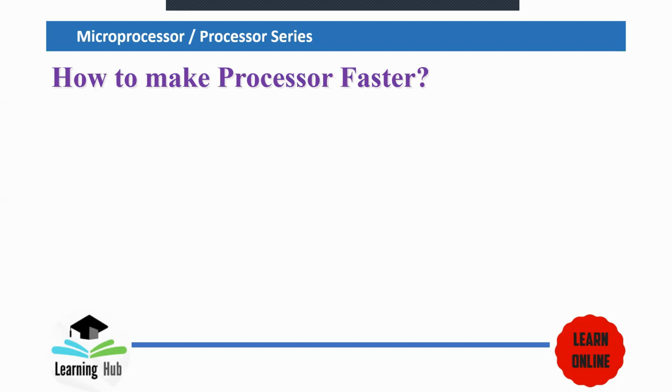In this video tutorial, I'm going to talk about how one can make processors faster, or how you can increase the speed of a processor. There are only three ways by which one can do this.